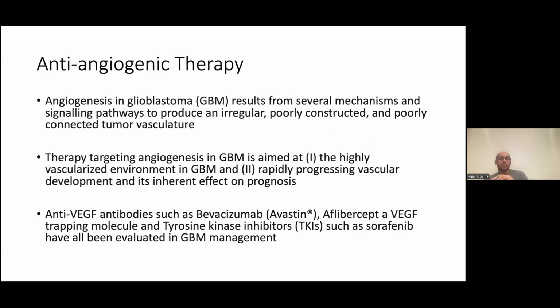Anti-angiogenic therapy. So angiogenesis in glioblastoma results from several mechanisms and signaling pathways, which results in the production of an irregular, poorly constructed and poorly connected tumor vasculature. Targeting angiogenesis in GBM is aimed at the highly vascularized environment of the GBM and the rapidly progressive vascular development and its inherent effect on prognosis as the means of a more aggressive tumor. Anti-VEGF antibodies such as bevacizumab or Avastin, aflibercept, which is a VEGF trapping molecule, and tyrosine kinase inhibitors such as sorafenib have all been evaluated in GBM management.